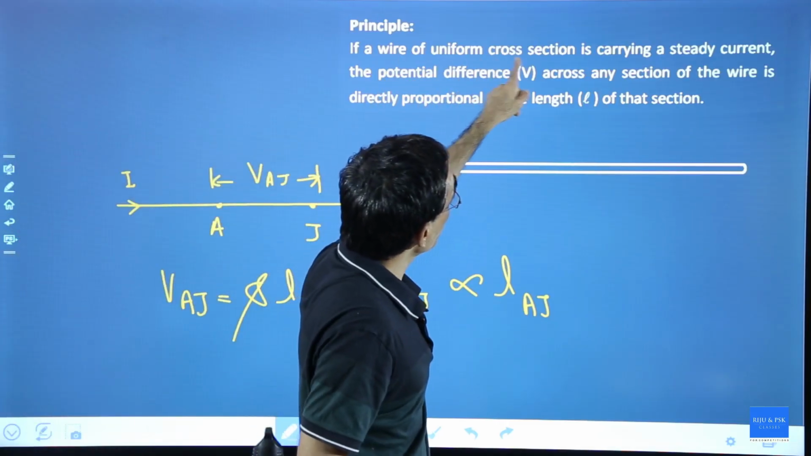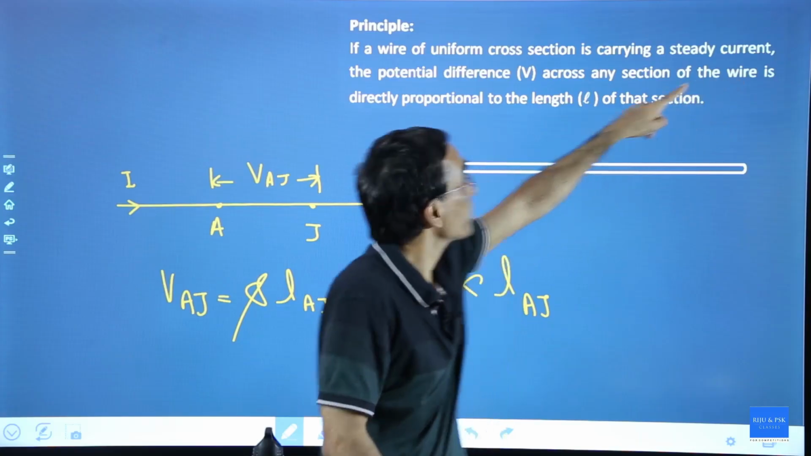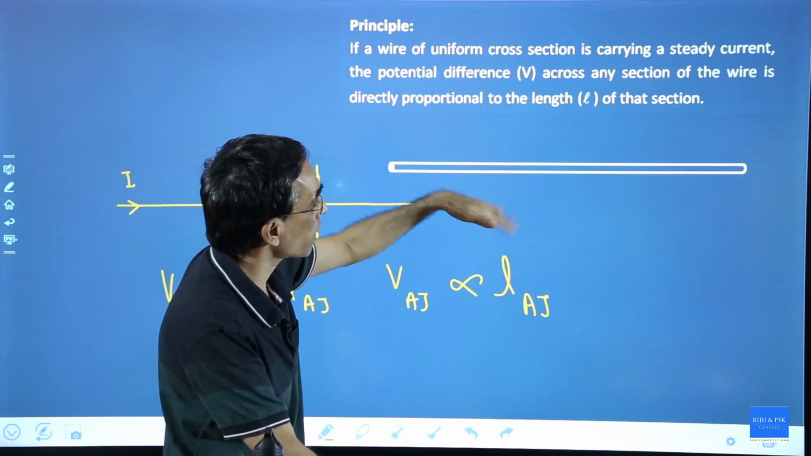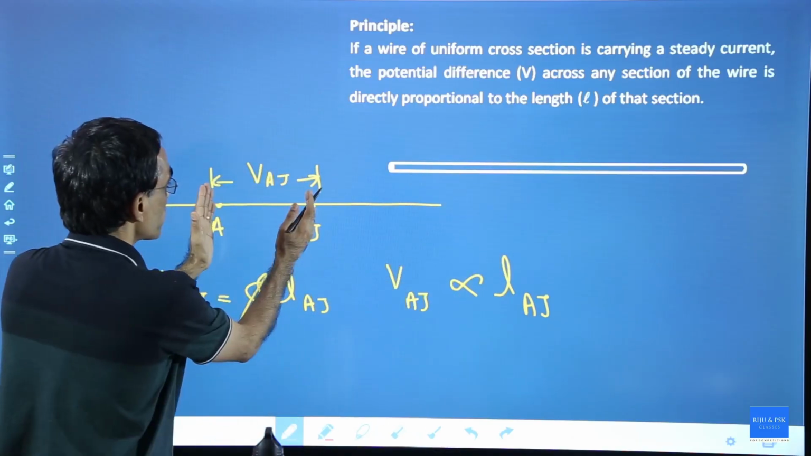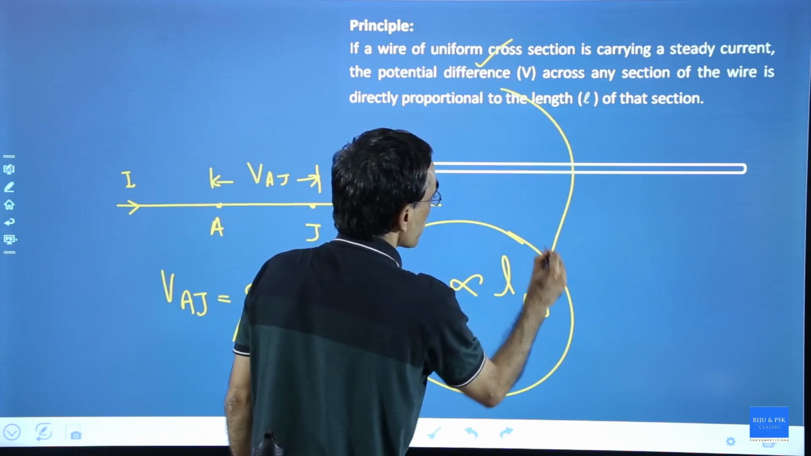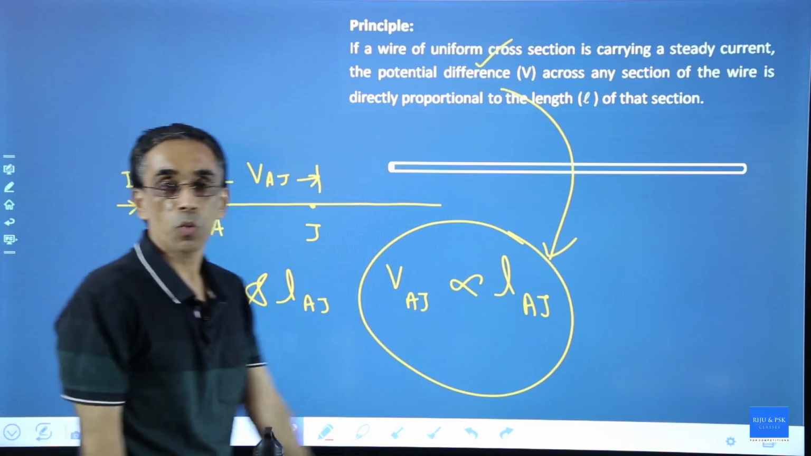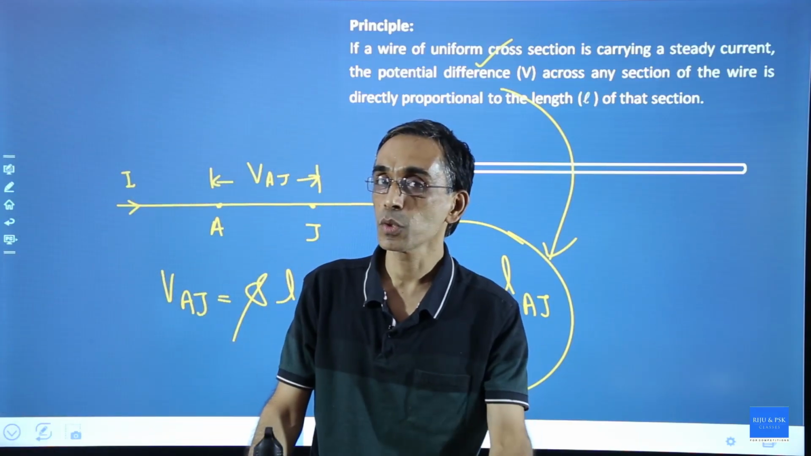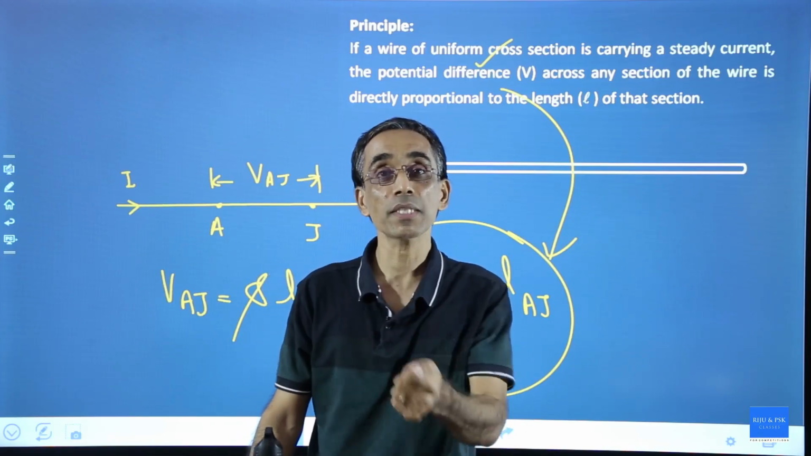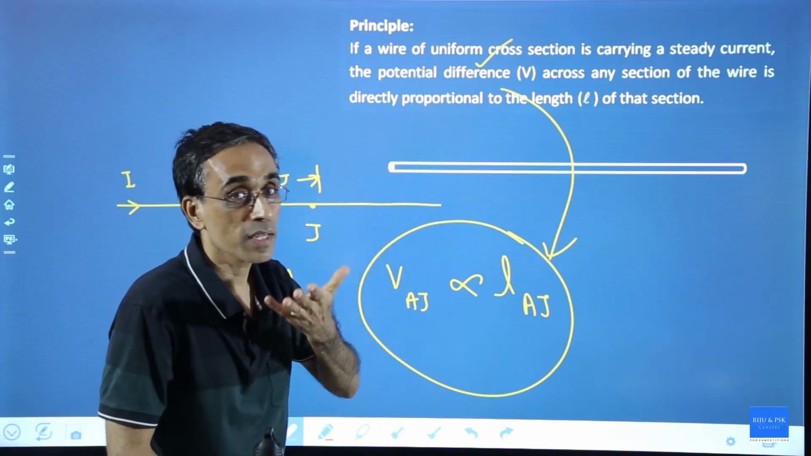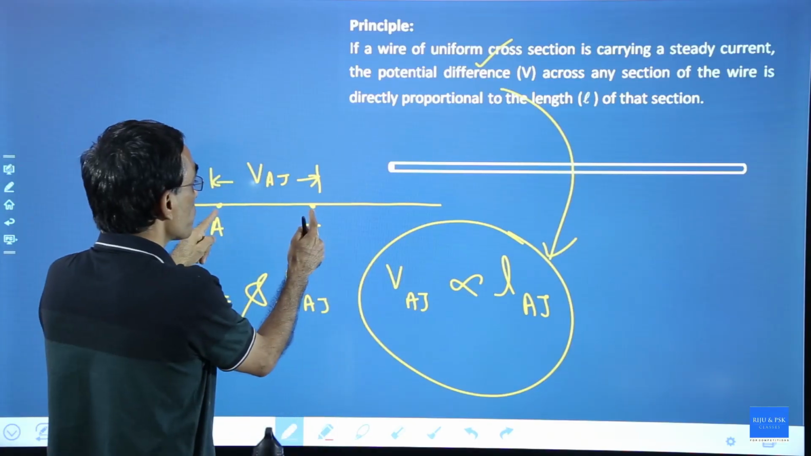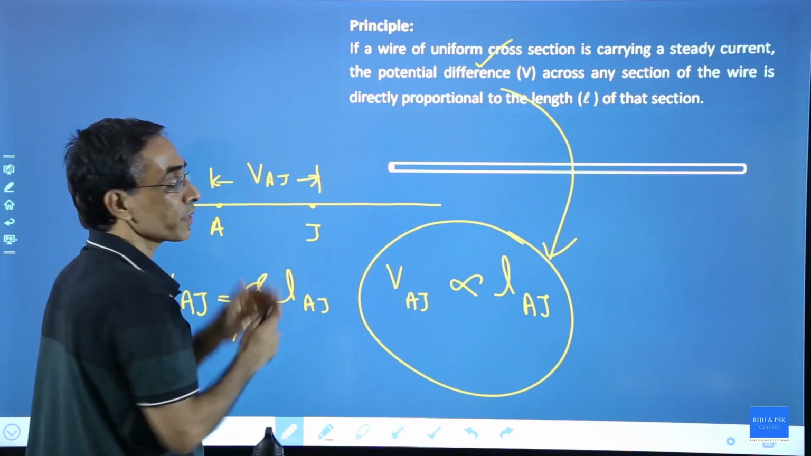If a uniform wire is carrying a steady current, the potential difference across any section of the wire is directly proportional to the length of that section. You take any section, the potential difference is proportional to length. This is the working principle. This statement is an equation here. What is potentiometer? It is a device to measure, compare EMFs and measure internal resistance. What is its working principle? In a uniform wire carrying a steady current, potential difference between any 2 points is directly proportional to the length between those 2 points.